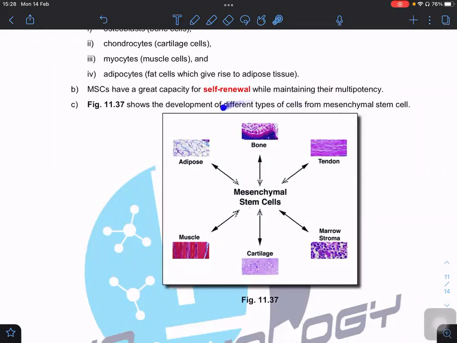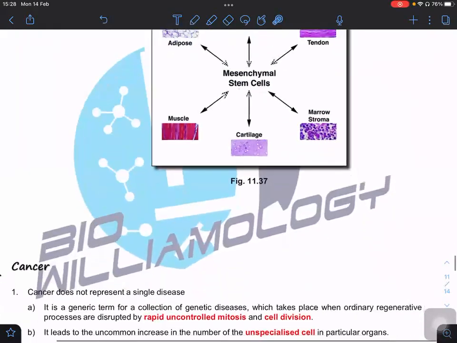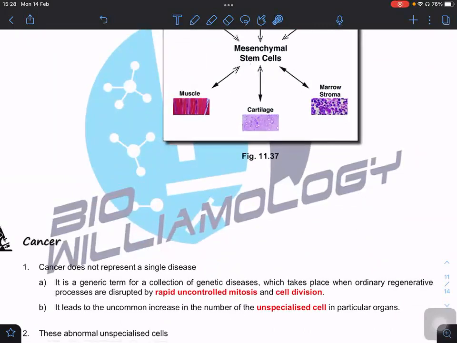So you can see that they won't be able to form blood cells. Therefore, we say that in terms of potency, they are lower. So they are at the multipotent stem cell level. Okay, so stop here.